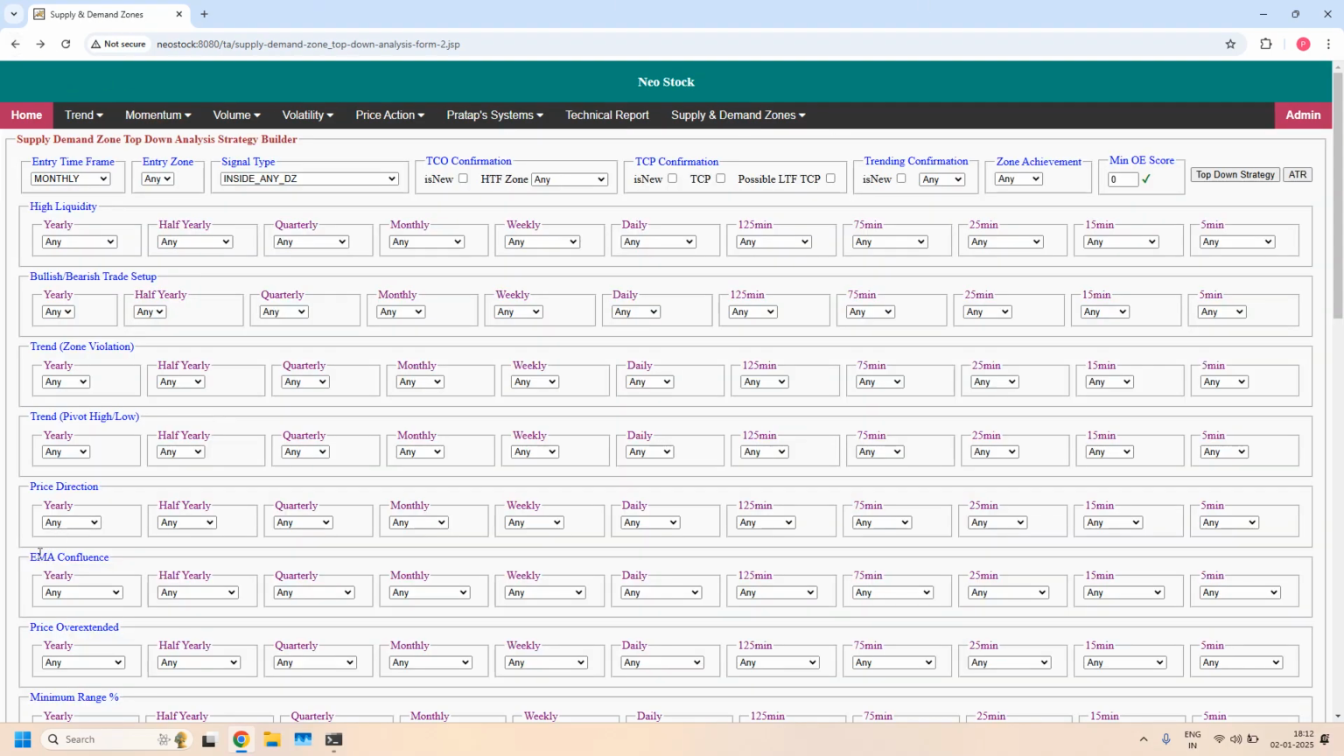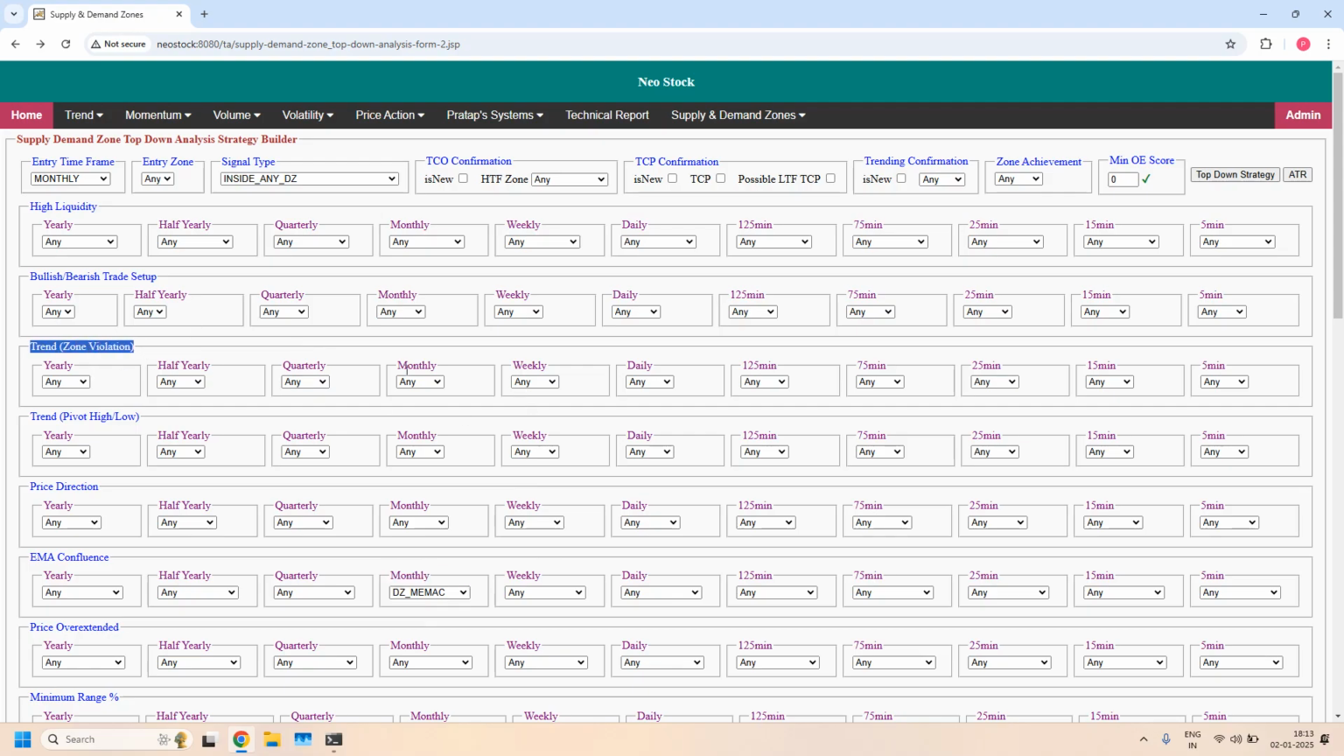So I am going back and selecting the parameter EMA Confluence. At monthly time frame, I am selecting monthly demand zone having monthly EMA Confluence. MEMAC means monthly EMA Confluence. But remember, EMA Confluence does not add any advantage in sideways market. That's why you should not select the stocks having sideways trend.